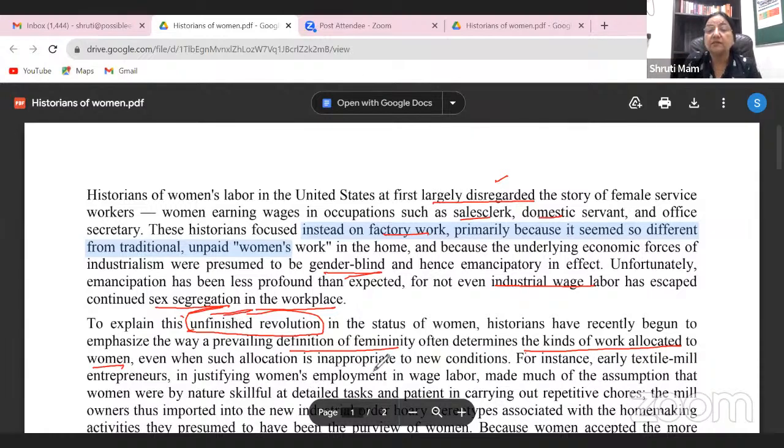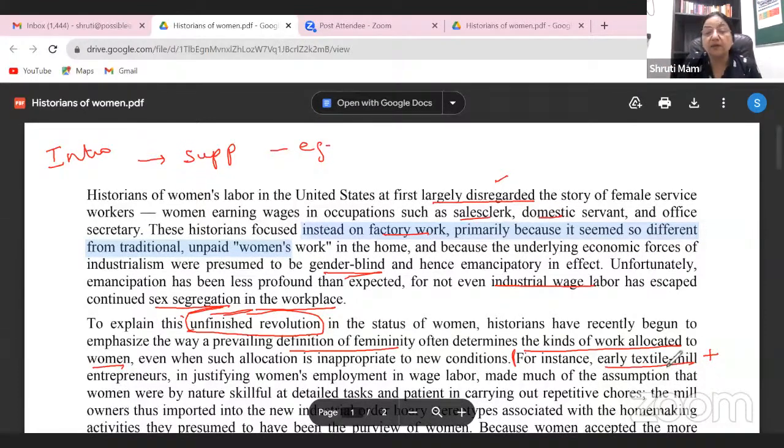Even when an allocation is inappropriate to new conditions, for instance, now here, can you see the author supports it with an example of the early textile mill. He talks about this. He says there's a definition of femininity, and he supports it with an example. Did you see? I worked out my introduction by finding the introduction. Then I saw how he supported this by giving us some kind of a definition and then suitably exemplifying it. Did you see how we're making a structure while reading?